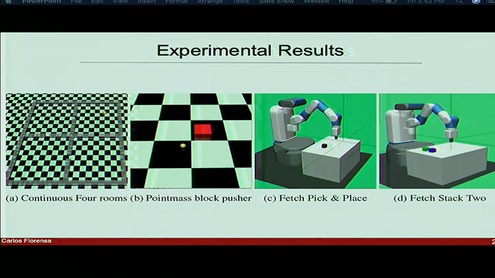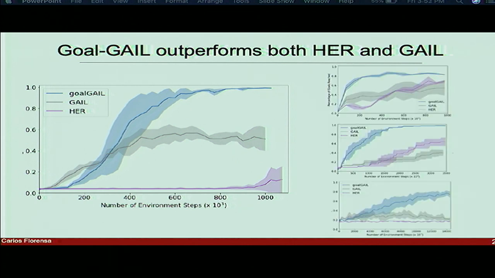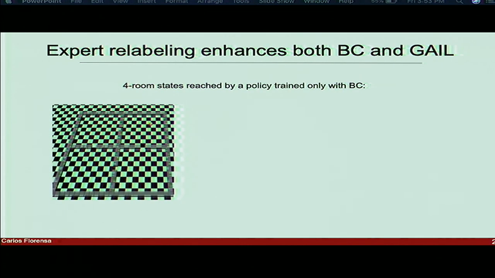We tested this in a variety of environments: a four-room environment, some pusher tasks, and some robot stacking tasks. Our method in blue, which we call GoalGAIL, outperforms simply doing hindsight experience replay, which would be akin to the first work I was presenting, in purple. And it also outperforms purely imitation learning, in gray here, because that is upper bounded by the quality and the coverage of the demonstrations that you have. And this is the same for all the other environments. The expert relabeling also enhances behavioral cloning or any kind of imitation learning.